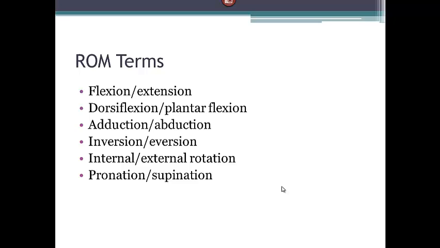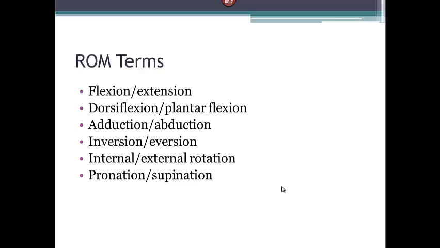Adduction is nothing more than movement towards the midline. Examples of these range of motion joints are shoulder, hip, metacarpophalangeal, metatarsophalangeal joints. Abduction, with the B in the middle, is movement away from the midline. And again, the same joints are examples of this movement: shoulder, hip, metacarpophalangeal, metatarsophalangeal.